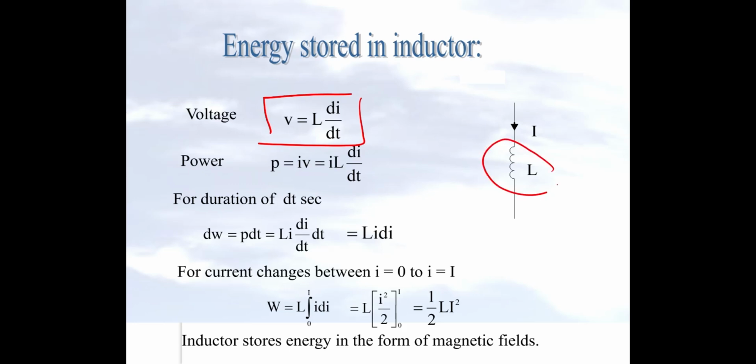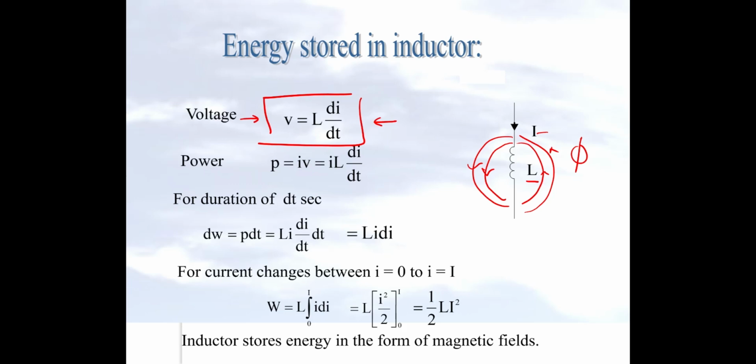So here is our circuit symbol for the inductor. It has an inductance L, and I have a current going through it. With the current going through it, we're going to have an induced magnetic field, and this flux is proportional to the current. If the current varies, the flux varies, and if the flux varies, we're going to have an induced voltage across this inductor.